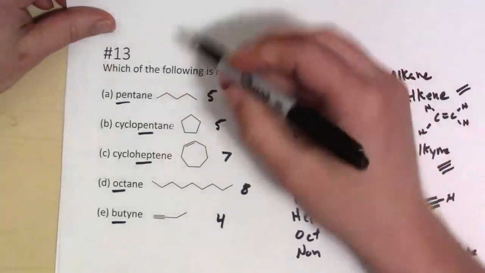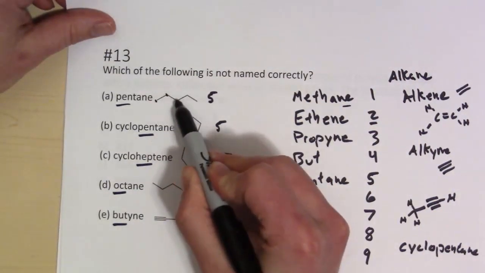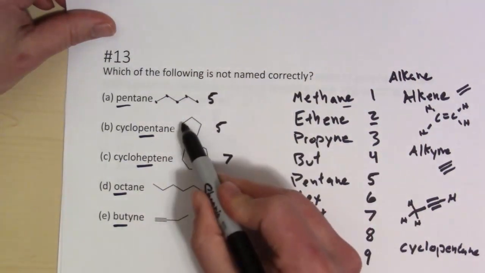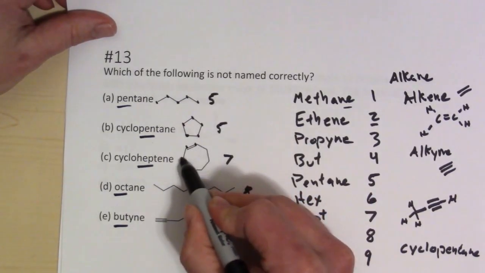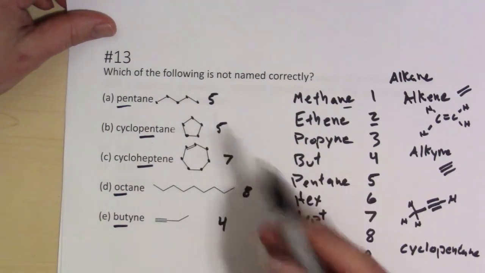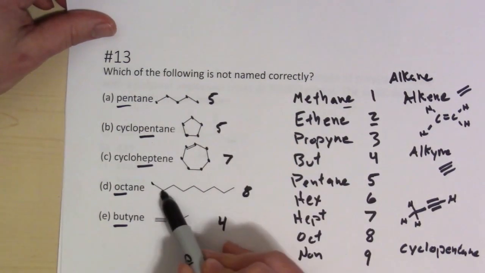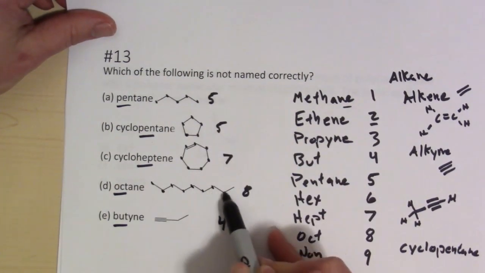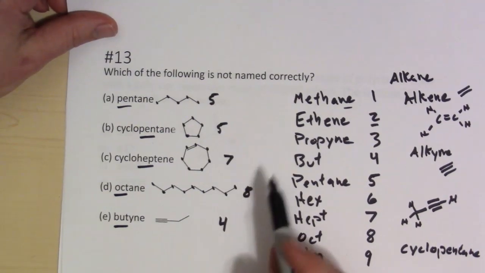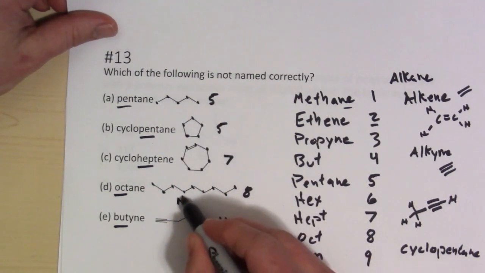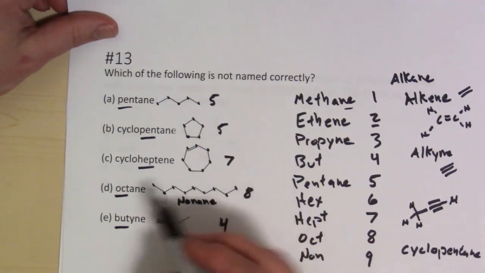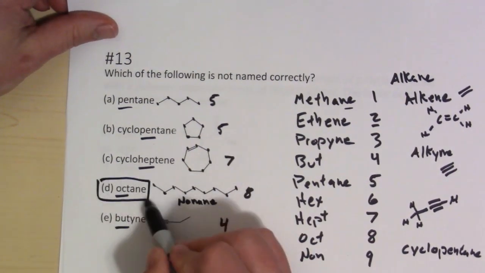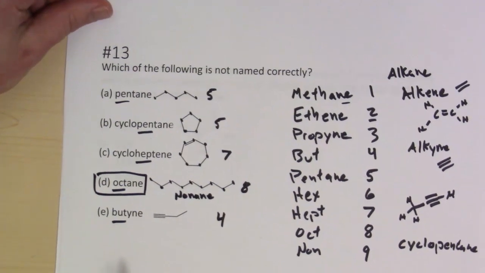So if we count each of the carbons in these molecules, 1, 2, 3, 4, 5, so that matches. 1, 2, 3, 4, 5, that matches as well. 1, 2, 3, 4, 5, 6, 7, that matches. 1, 2, 3, 4, 5, 6, 7, 8, 9. So that does not match. This is actually nonane. So that's going to be our answer for this problem.